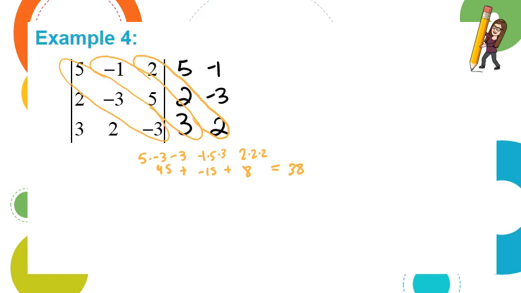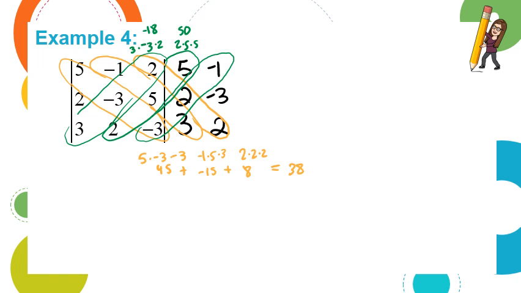All right, let's capture our other diagonals. So this time I'm going up. So I have 3 times -3 times 2. That gets me to -18. I have 2 times 5 times 5, which gets me to 50. And I have -3 times 2 times -1. So that gets me to +6. I need a total for all of these. Combine those, we end up with 38.